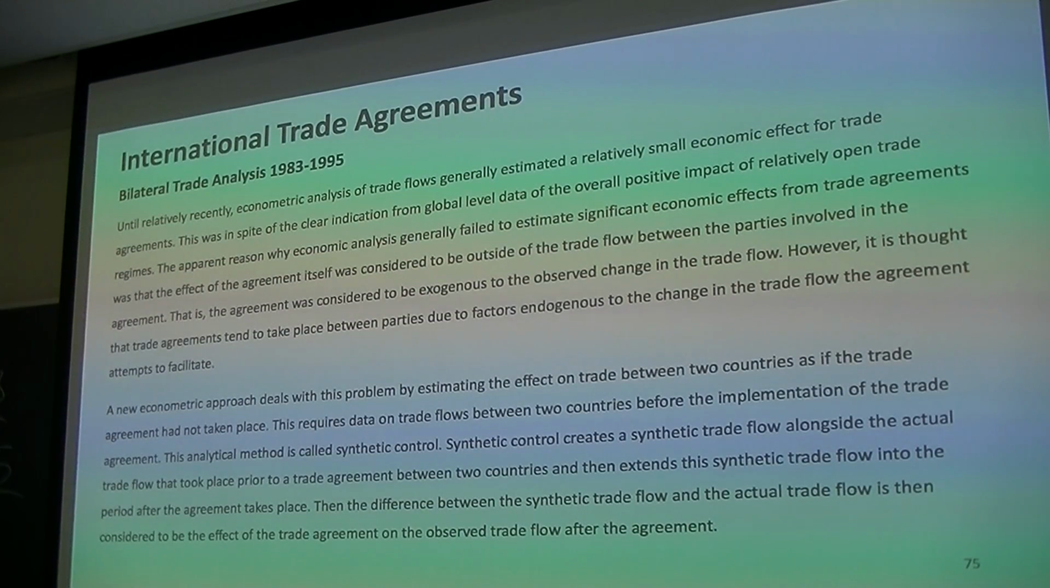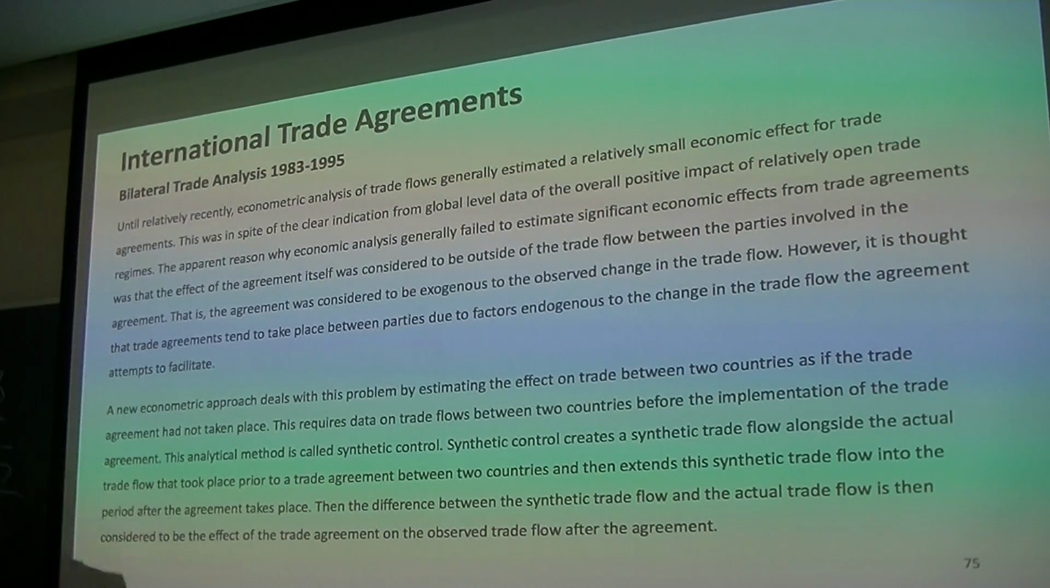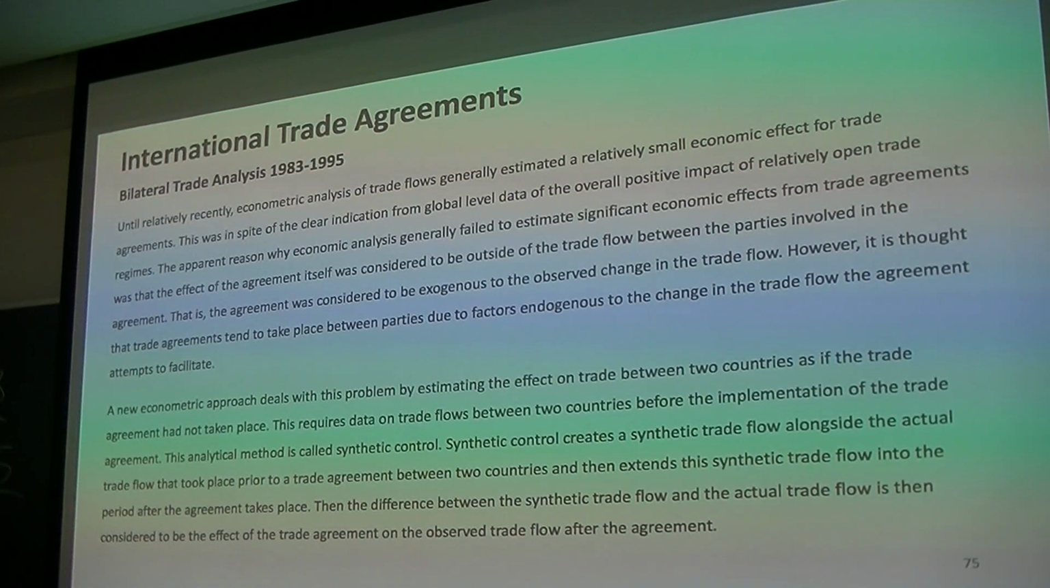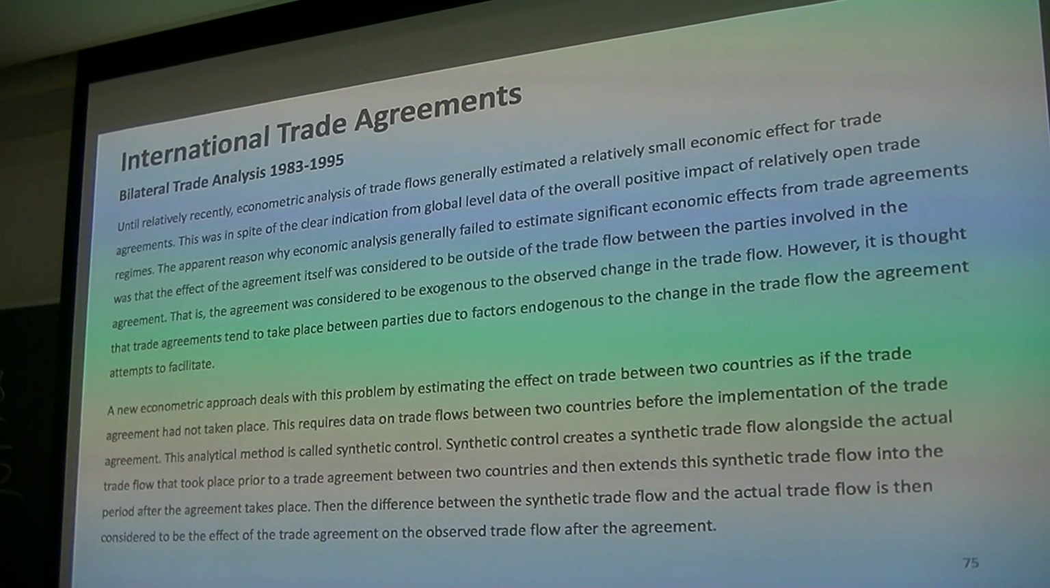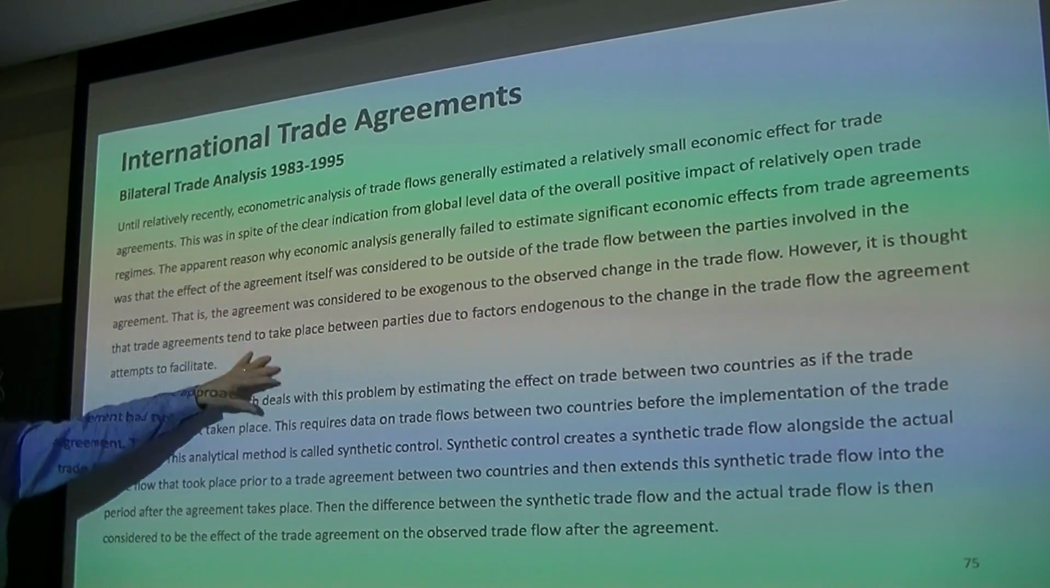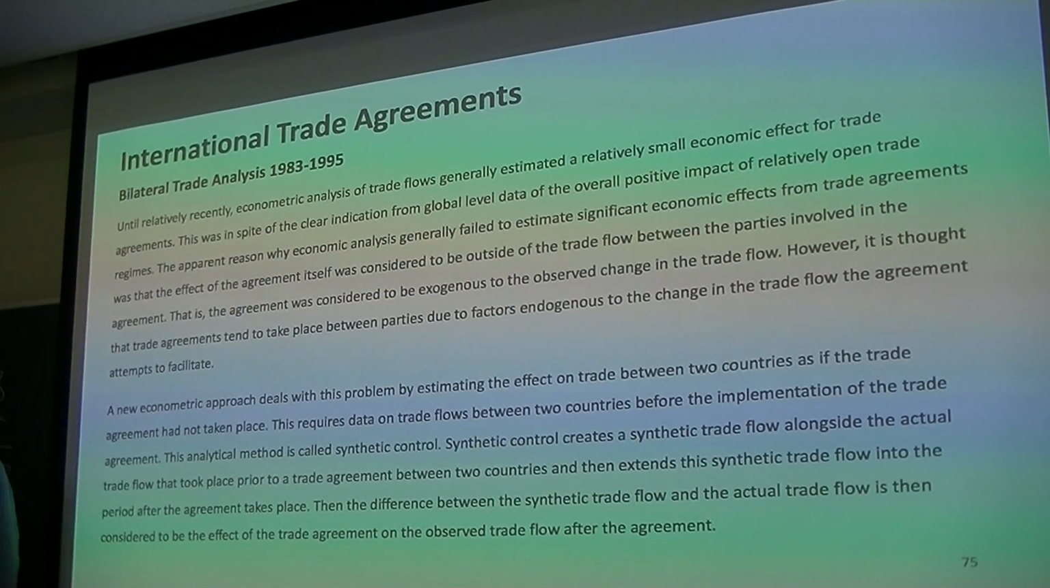I want to talk about an approach in economic analysis of trade flows. One of the things is that we've seen the emergence of these trading blocs, an increase in free trade agreements, an increase in trade, an increase in the complexity of trade. But economists have found it very difficult to measure the effect of trade, the benefits of trade.